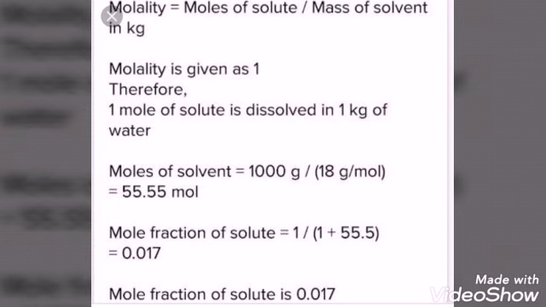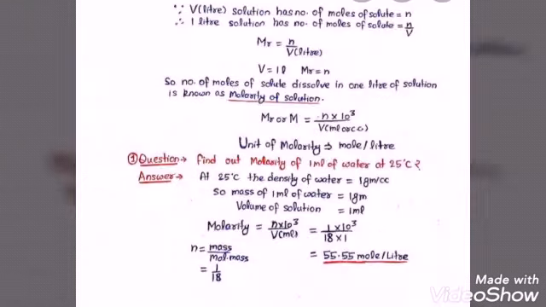Now let's come to the small terms. If in a numerical 1 molal is given to you, what does this mean? This means 1 mole of solute present in 1 kg of water. Here we have calculated 55.55 moles for water, that is 1000 by 18. So how can you calculate the solute mole fraction? This is given to you.